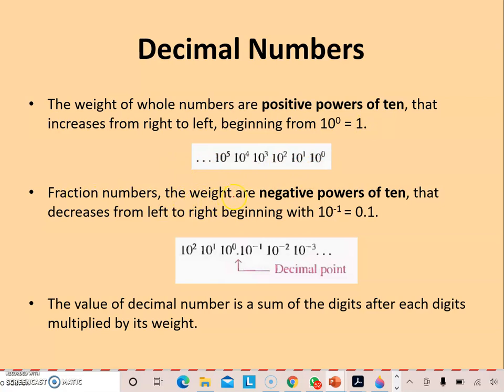For fraction numbers, the weights are negative powers of 10 that decrease from left to right, beginning with 10 to the power of minus 1, equal to 0.1. For the fraction numbers, the weights are negative powers of 10. You can see from here it is negative 1, negative 2, negative 3, going from the decimal point. The value of a decimal number is the sum of each digit multiplied by its weight. The value of the decimal number.